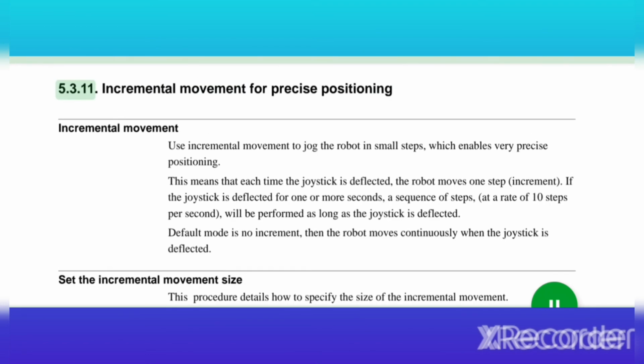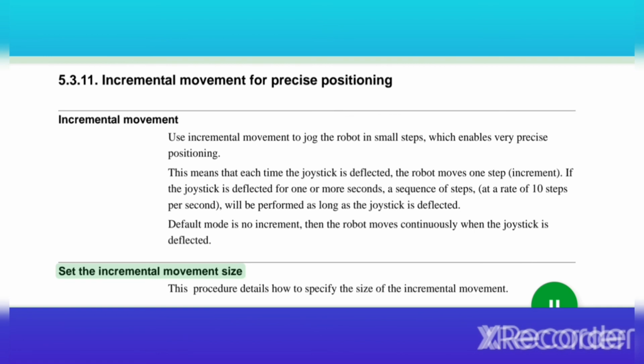5.3.11. Incremental movement for precise positioning. Incremental movement. Use incremental movement to jog the robot in small steps, which enables very precise positioning. This means that each time the joystick is deflected, the robot moves one step increment. If the joystick is deflected for 1 or more seconds, a sequence of steps, at a rate of 10 steps per second, will be performed as long as the joystick is deflected. Default mode is no increment. Then the robot moves continuously when the joystick is deflected.